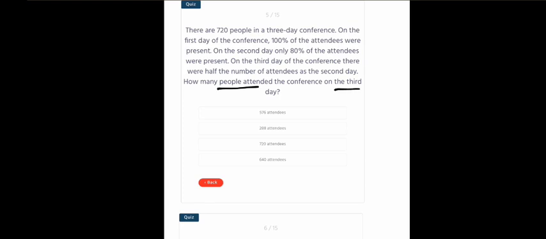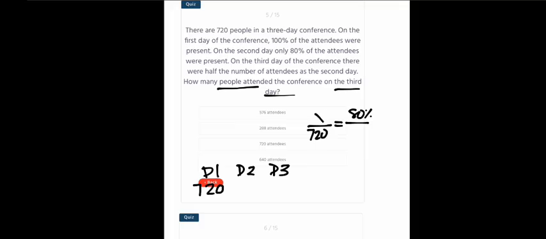So we're looking for the number of people on the third day. So let's do a little calendar like we did for the last one. Day 1, day 2, day 3. Day 1 says 100% of the attendees were there, and there were 720 people. So that means day 1 is 720. It says on the second day, or day 2, there were 80% of the attendees present. So let's find 80% of the 720.